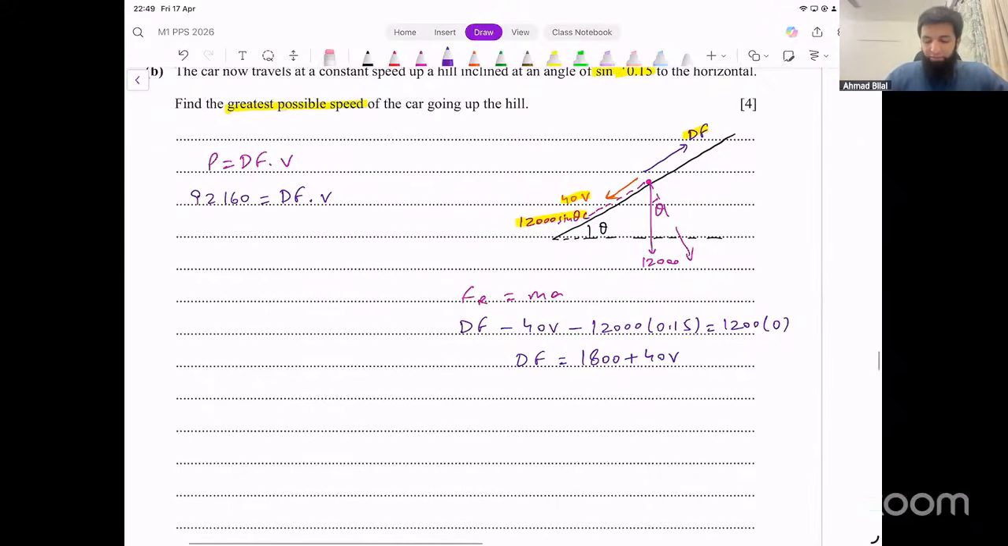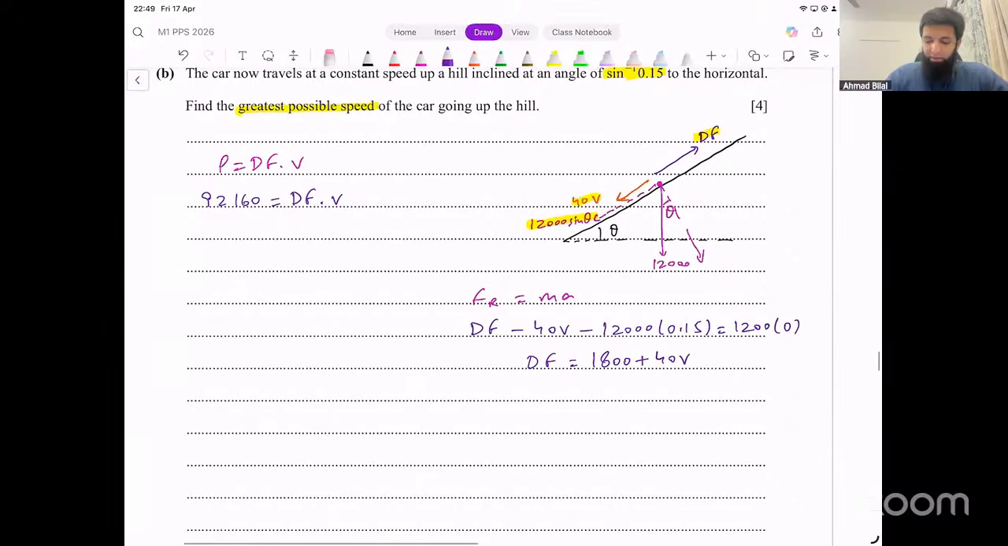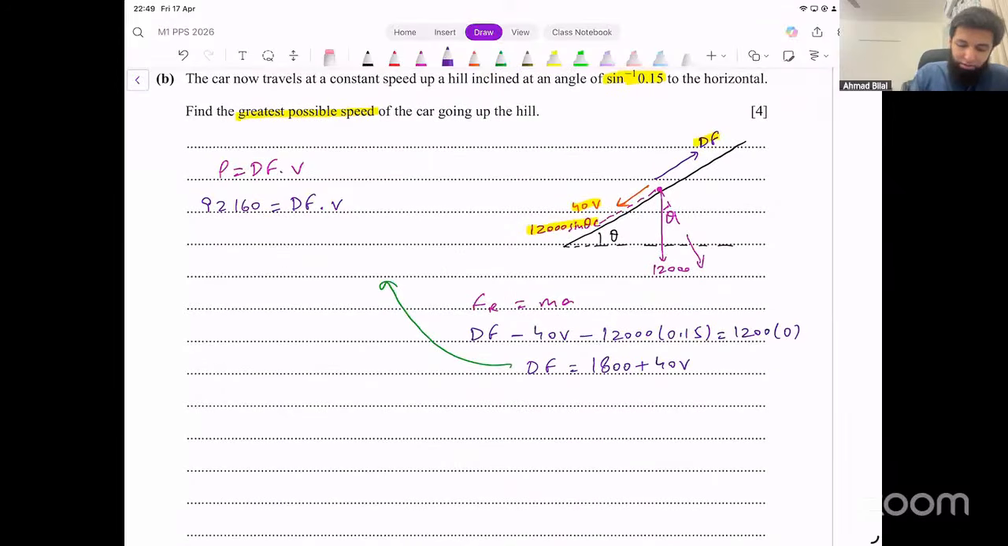Okay, so we are getting driving force equal to 1800 plus 40V. Now we could input that in the other equation and you'll get a quadratic equation. 92160 equal to 1800 plus 40V times V. This simplifies to 40V squared plus 1800V minus 92160 equal to 0. That's a quadratic equation. You can input this whole thing on your calculator directly.